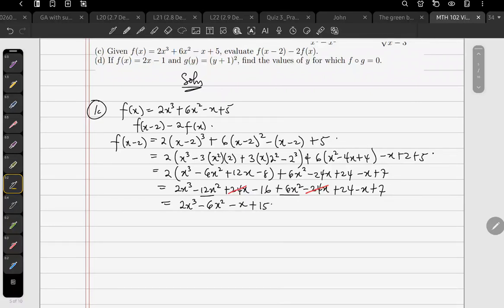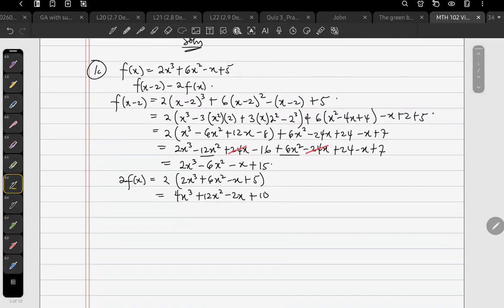Now we can put in minus 2 of f of x, or we can actually find 2 of f of x if we want to be thorough. That is 2 times 2x cubed plus 6x squared minus x plus 5, which is equal to 4x cubed plus 12x squared minus 2x plus 10. Now let's do the subtraction.